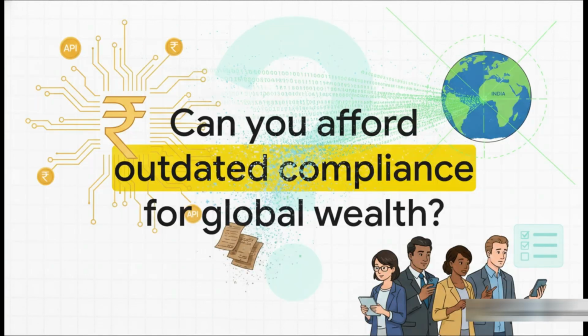Which leaves us with this final thought. India's cross-border financial tracking is now fully digitized, it operates in real time, and it is relentlessly precise. The days of casual self-reporting and legacy paperwork are totally over. So in this era of API tax tracking, can you really afford to rely on outdated compliance strategies for your global wealth? Make sure you understand the documentation, consult an expert if you cross those thresholds, and plan your remittances wisely.